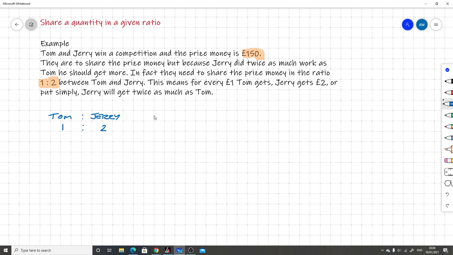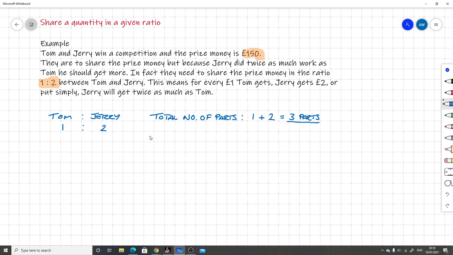So the first thing we need to look at is the total number of parts that we have, because those numbers in that ratio represent parts. So basically Tom is going to get one part and Jerry's going to get two parts of that £150. So total number of parts is simply 1 plus 2, which is 3 parts. And that's always the first step in this basic sharing a quantity in a given ratio. So that's important.